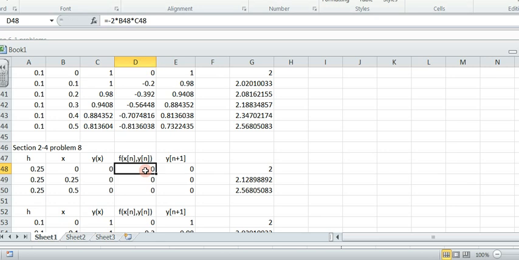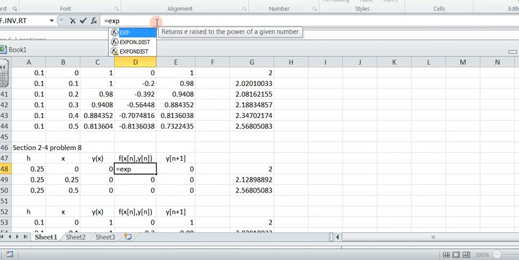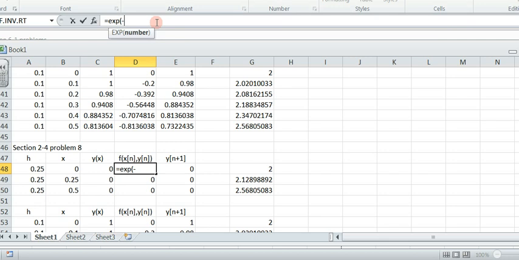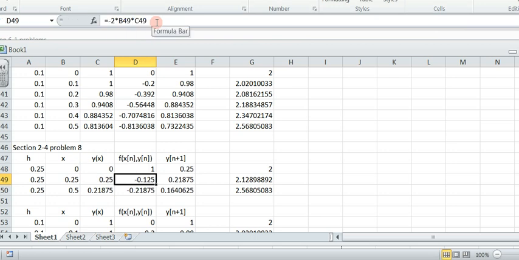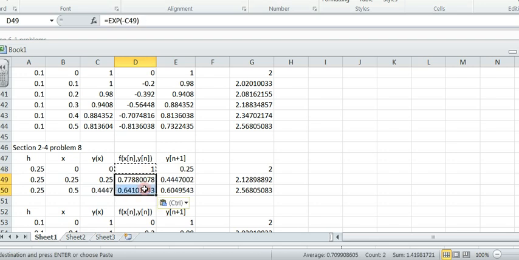And the function we want is exponent minus y, which is going to be C48. And 1/4, 1/4, that looks good. Copy, paste. And the exact answer is supposed to be natural log x plus 1.